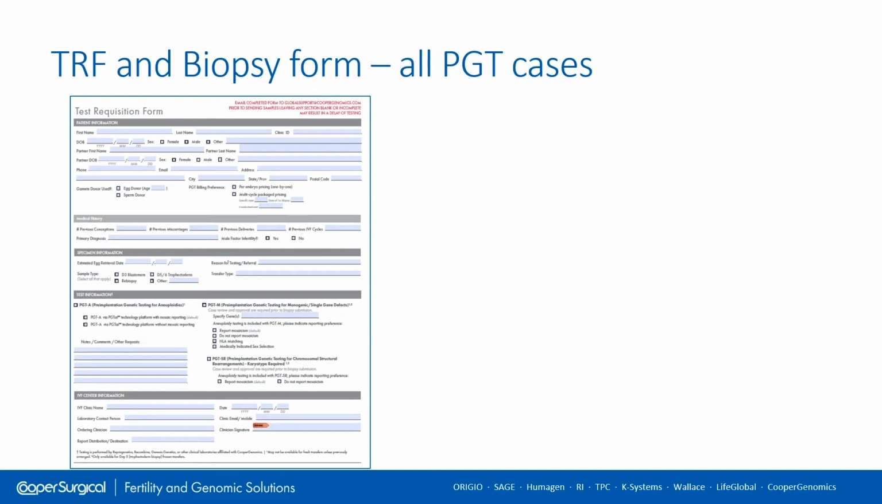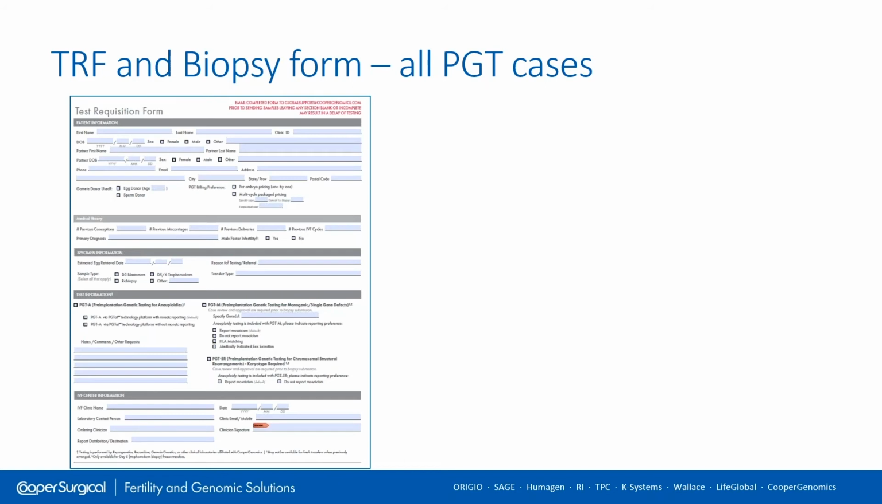So apart from the patient information, what we also need to be captured is the specimen information. We look at the egg retrieval date, and this helps us to know when to expect a given case in our laboratory for testing. We also need to know what sample type we are going to receive, saying that pretty much all the cases are now TRF and biopsies.